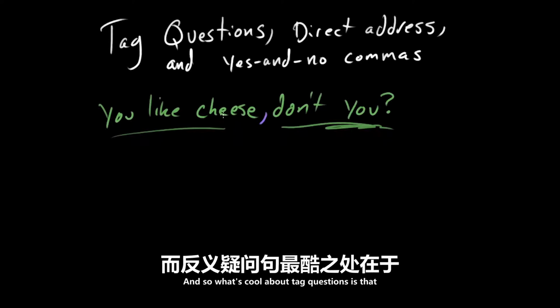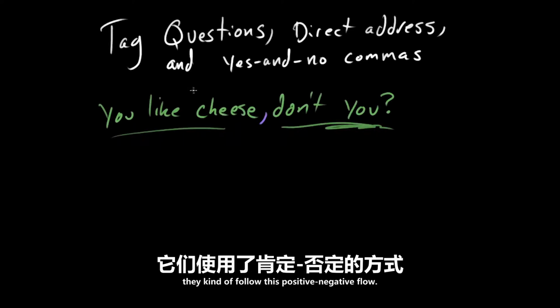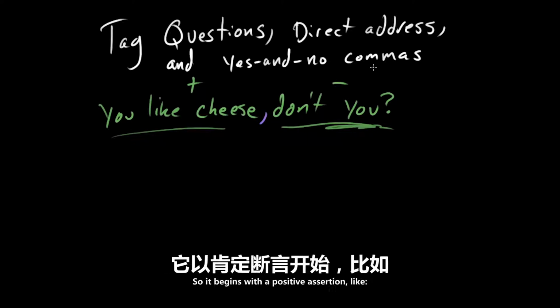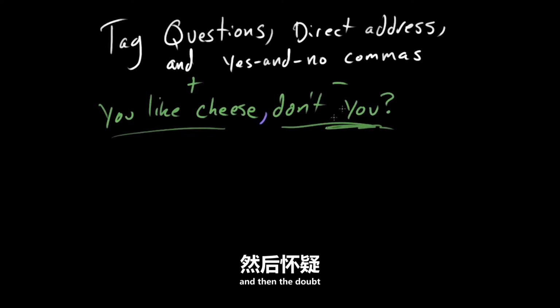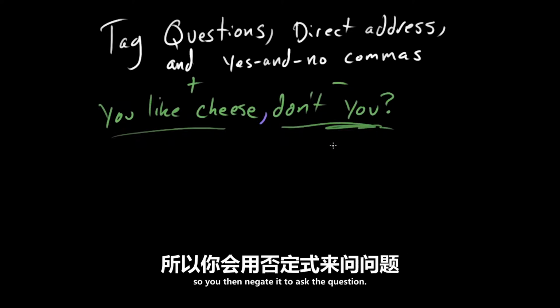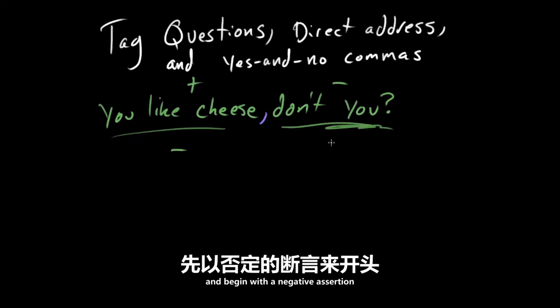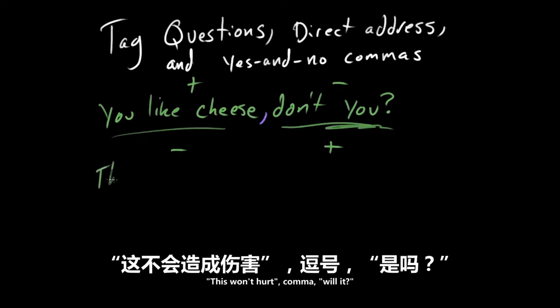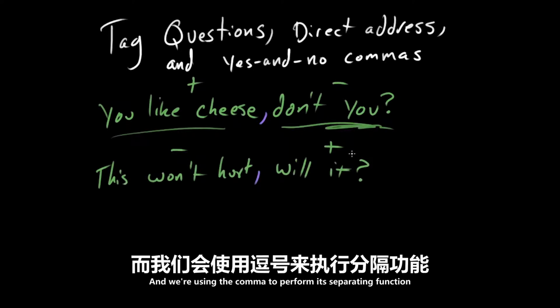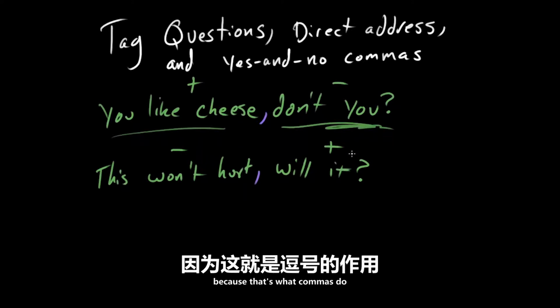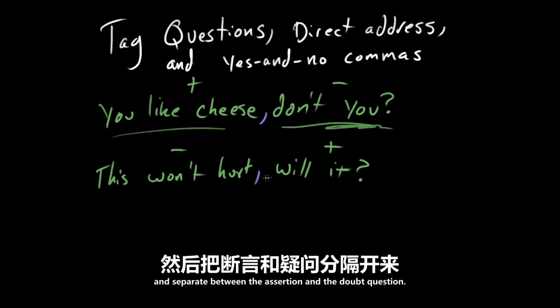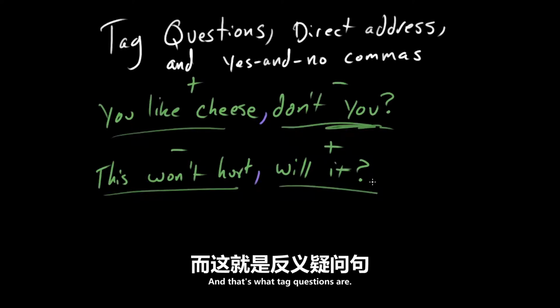And so what's cool about tag questions is that they kind of follow this positive-negative flow. Mm-hmm. So it begins with a positive assertion, like, here is a thing that is true, and then the doubt. So you then negate it to ask the question. Right. You can also do this backwards and begin with a negative assertion and ask a positive question, like, this won't hurt, comma, will it? And we're using the comma to perform its separating function, because that's what commas do, and separate between the assertion and the doubt question. And that's what tag questions are.